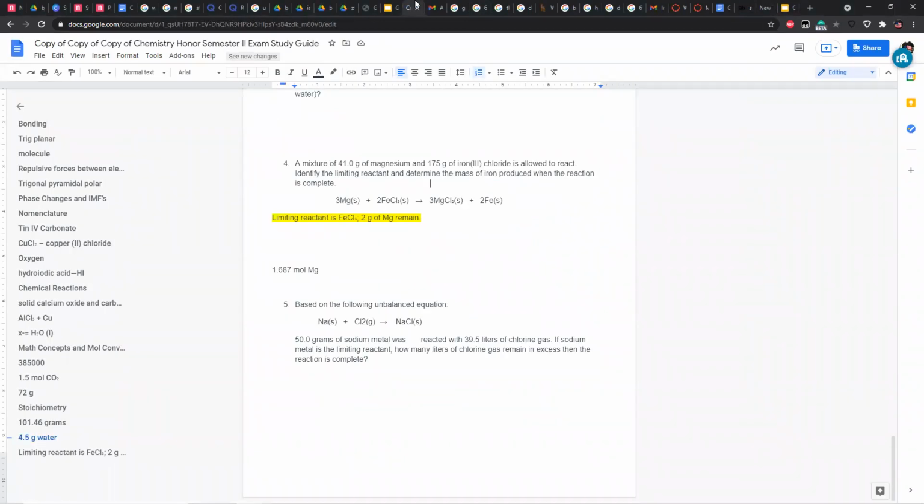All right, so we are back on some stoichiometry. So I think we skipped number 1 in this section, and then we skipped 3 and then 4. We skipped quite a bit. So let's go back to number 1. I think that was the one that had molarity.